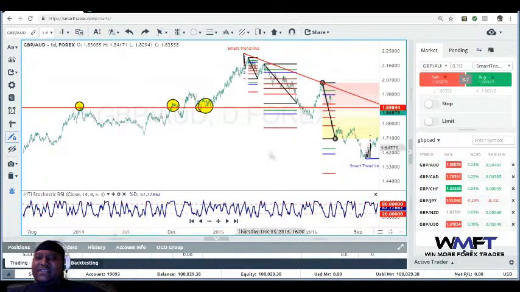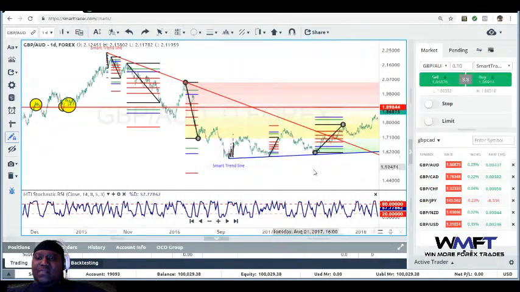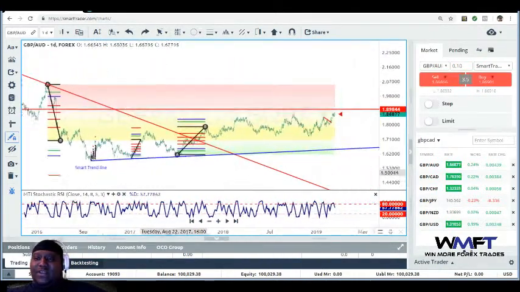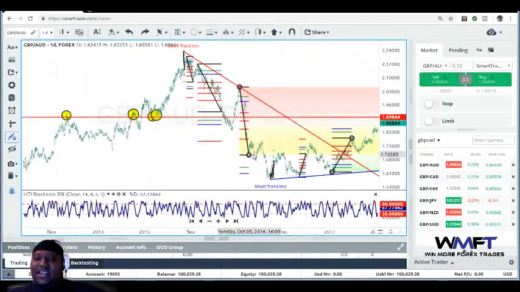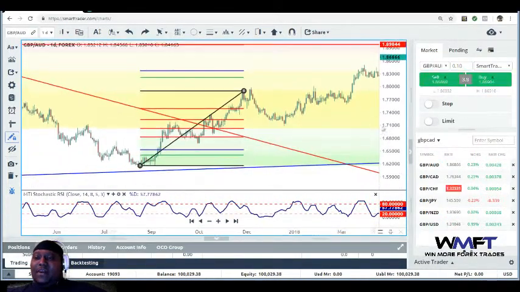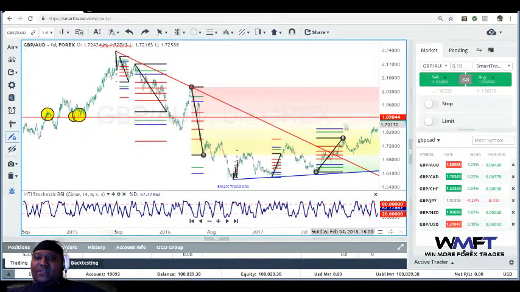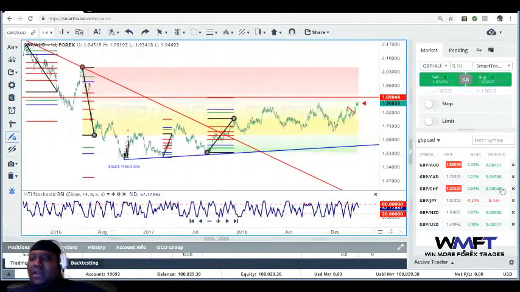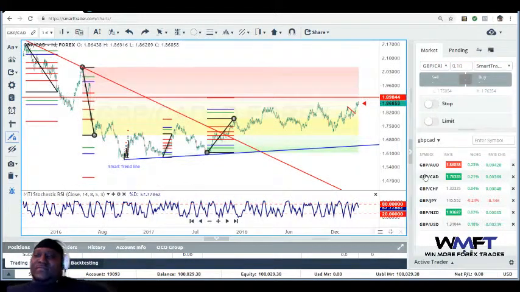The market does the same things over and over, and that's the beauty of the forex. When it comes to trading forex, the market does the same things over and over and over again. So, all right, that is the Great British Pound, Australian dollar. Let's jump into the Great British Pound and the Canadian dollar.